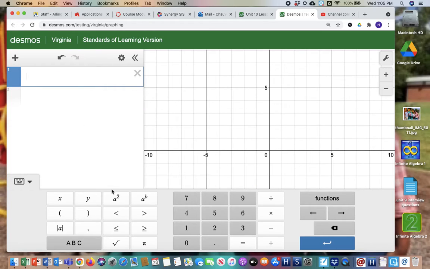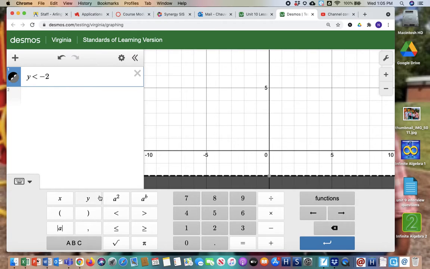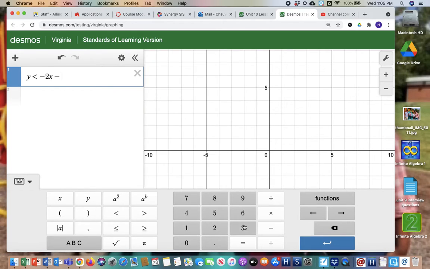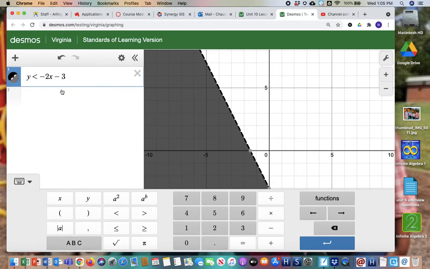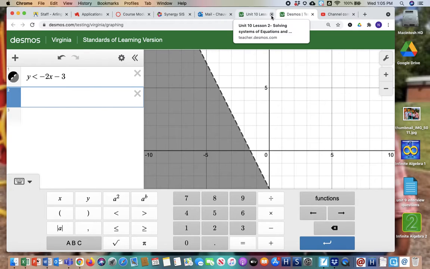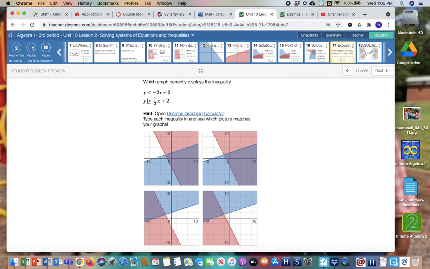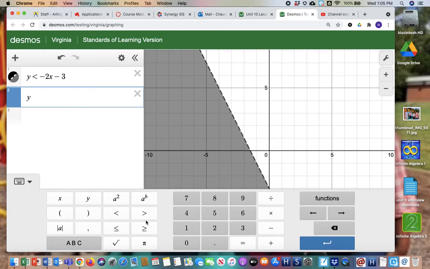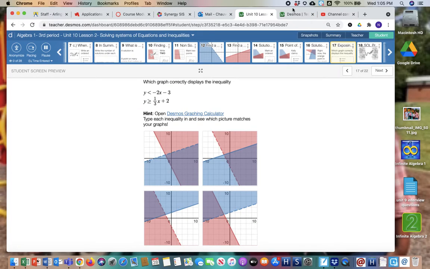Let's just type that in here. So y is less than negative 2x minus 3, okay? And then y is greater than or equal to 1/3 x plus 2.